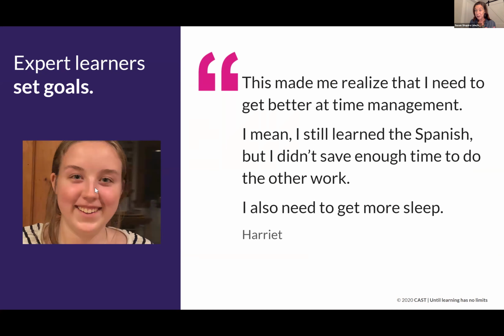Expert learners are goal-directed. They set goals. So on the way home from that meeting, Harriet said, you know, this made me realize I need to get better at time management. In other words, she wanted to get back to those homeworks. She meant to go back. I mean, I still learned the Spanish, but I didn't save enough time to do the other work. I also need to get more sleep. And you know, this story happened before the pandemic, but wow, I'm hearing so much more about wellness and supporting learners to include their own wellness in their suite of expert learning skills. So I think that's an important piece too.